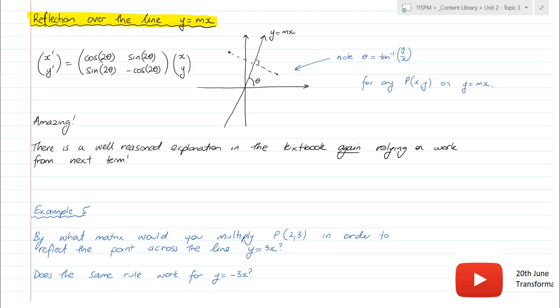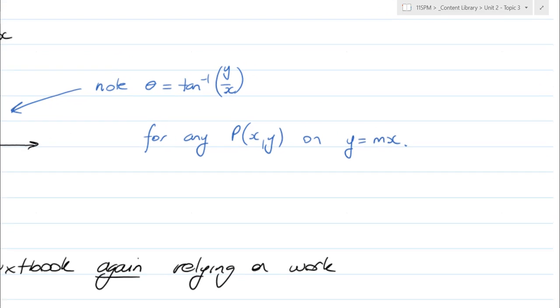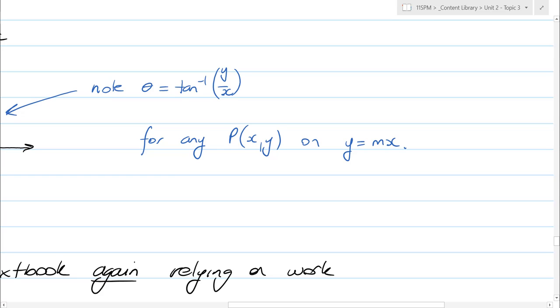So if you wanted to do a reflection over the line y equals mx, again, there is a proof of this, quite a nice proof in your textbook, which you can have a play with, but it relies again on some of the trig stuff that we'll do early next term. So I'm not going to go into that, but what I will say is this. We've got a note: tan theta, tan inverse of y over x equals theta.